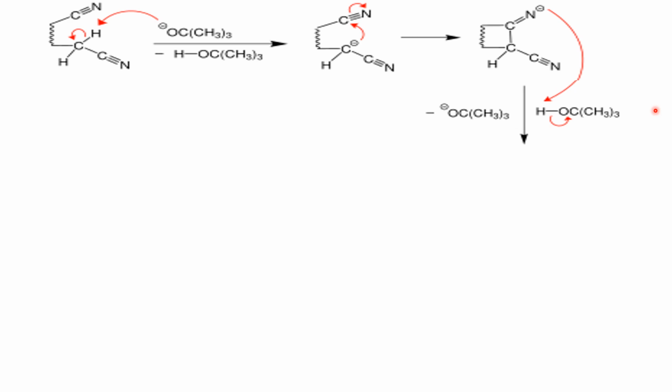What is the first step of the mechanism? Tell me. See, the base abstracts H plus from the carbon atom carrying the CN group. Got it? So the base abstracts H plus from the carbon atom carrying the CN group. See? So this carbon is having a negative charge now.